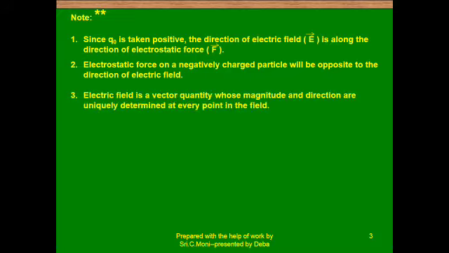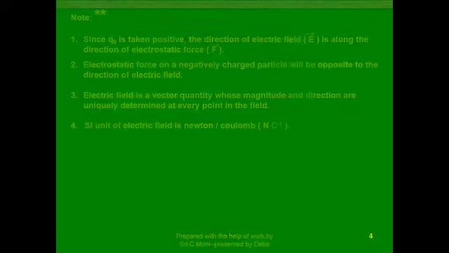Electrostatic force on a negatively charged particle will be opposite to the direction of the electric field when the source charge is negative. Electric field is a vector quantity whose magnitude and direction are uniquely determined at every point in the field. Its SI unit is newton per coulomb. Now, electric field due to a point charge.